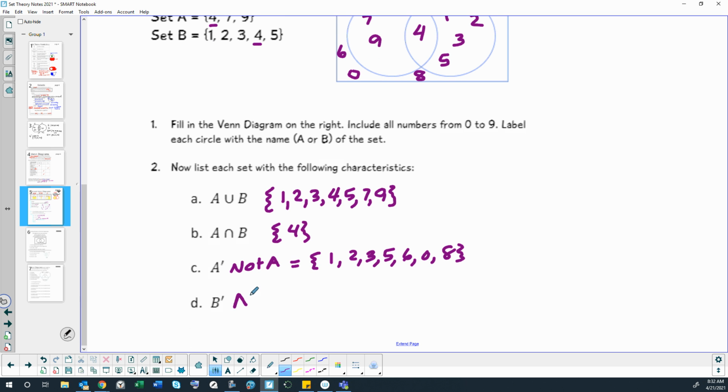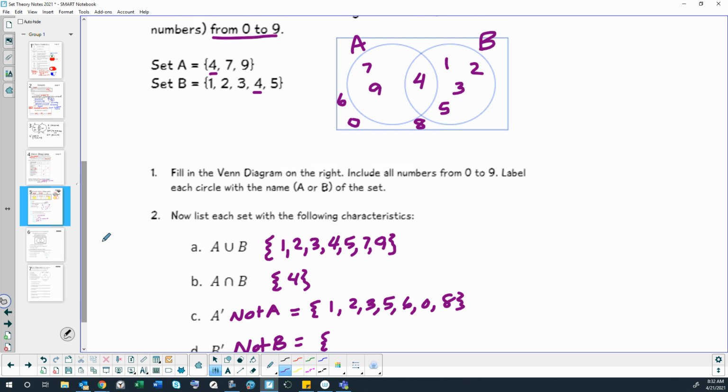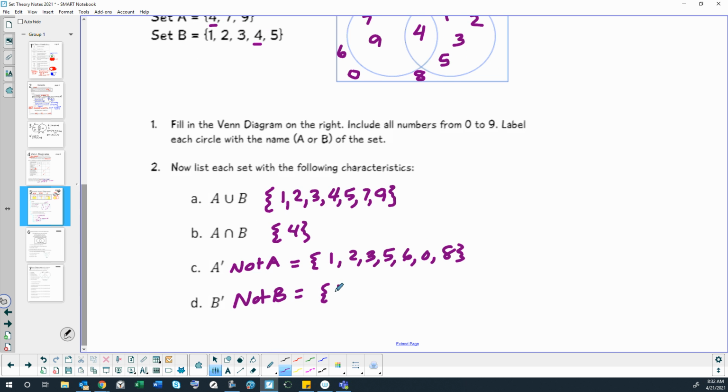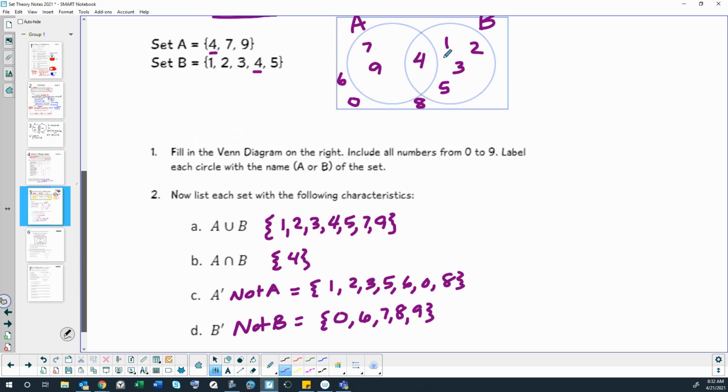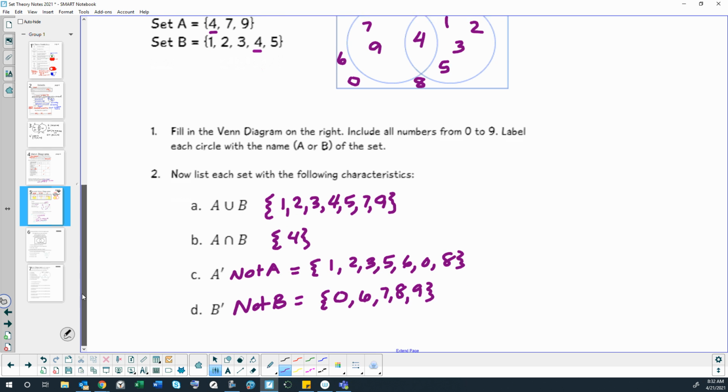For the complement of B, we're finding numbers that are not in set B. So in set B, we have 1, 2, 3, 4, and 5. So anything not in set B would be 0, and then 6, 7, 8, and 9. Notice how we're including the extra numbers that are in set A, the 7 and the 9, along with the numbers that were not in either set, the 0, the 6, and the 8.